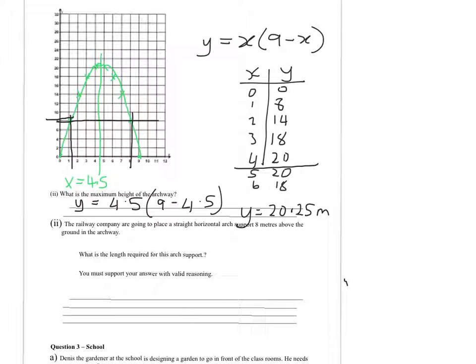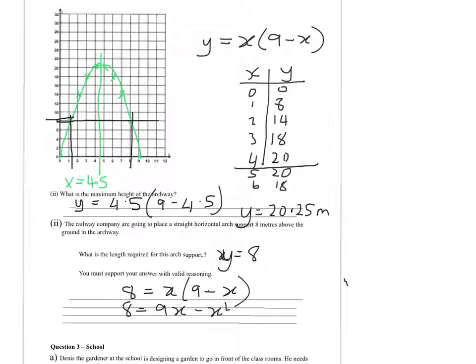when y equals x equals 8. When x equals 8, we can put that, when y equals 8, y equals 8, 8 equals x, 9 minus x. We can work that out. 8 equals 9x minus x squared.